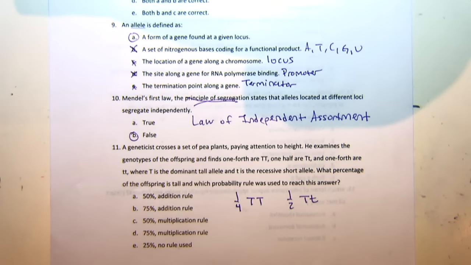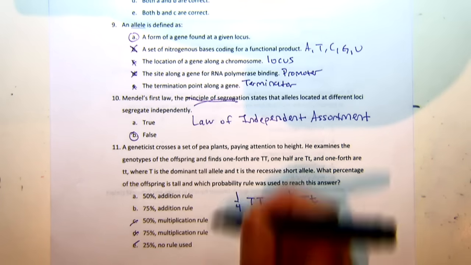We really don't even need the information for homozygous recessive because they're asking us for tall, the tall phenotype. So we know we're going to use the addition rule. So I can already get rid of C, D, and E. We're going to use the addition rule because they already gave us all the information we need. We don't need to do any multiplying. We're not finding the probability of this and the probability of that or anything like that. We already have everything we need right here.